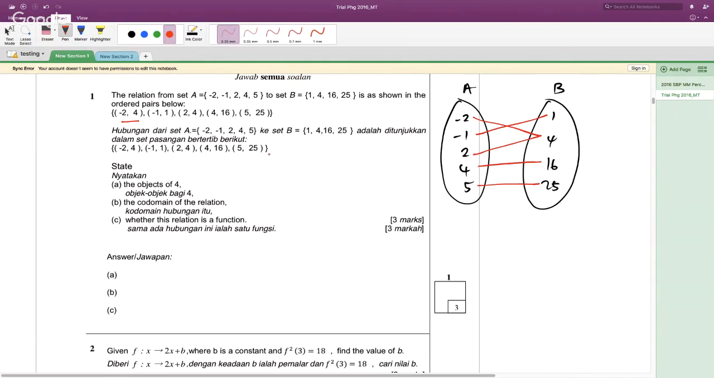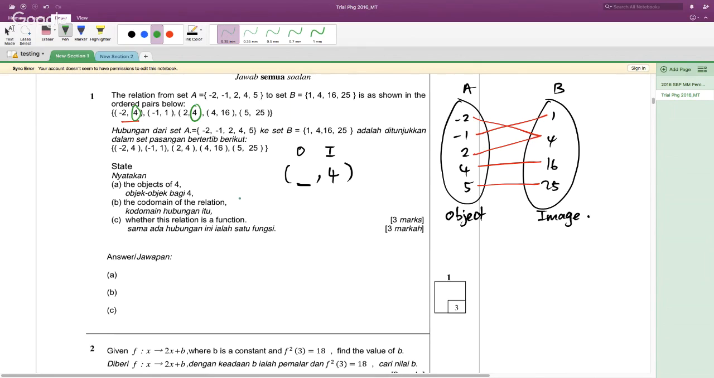So the first one, 1A, the question basically asks about the object of 4. You should know the first set, set A, we call objects, and this one we call images. So when they say object of 4, that means this is the object, this is the image. That means the image must be 4. So they want to find what is the object of 4. So your image should be 4. Your image 4 here, you have 4.